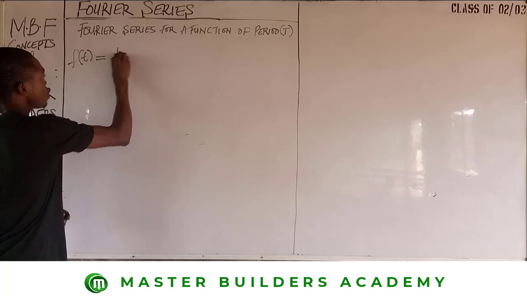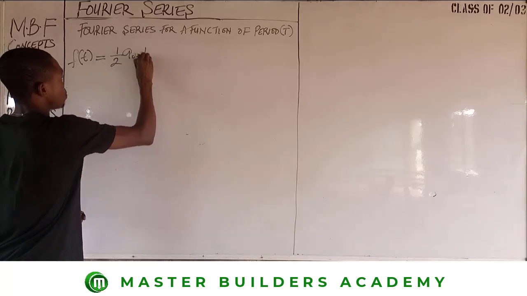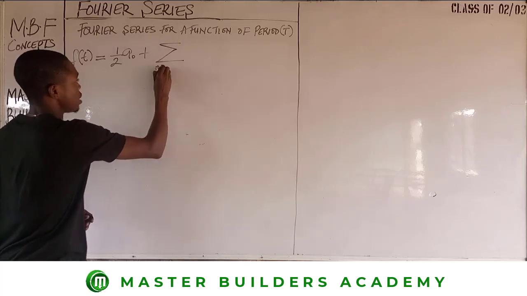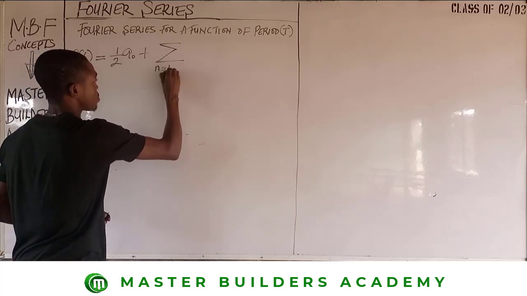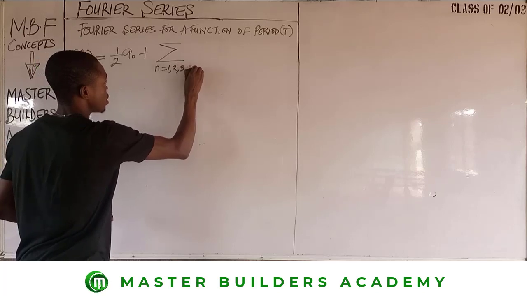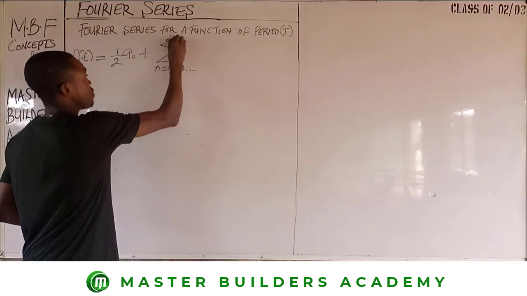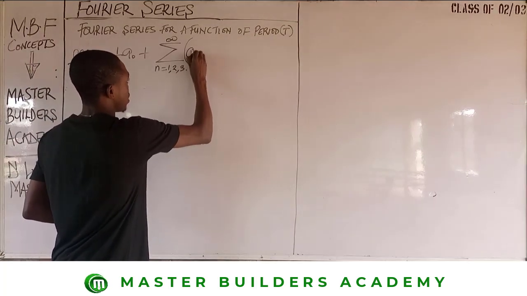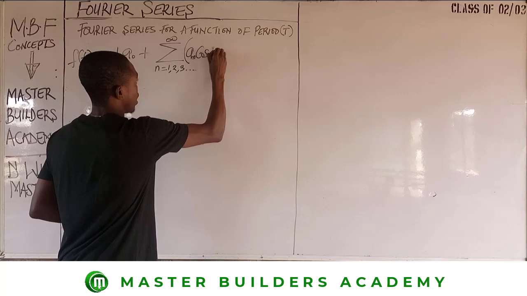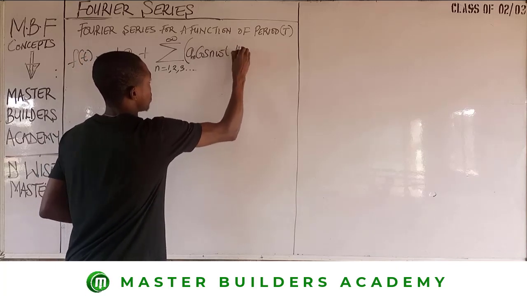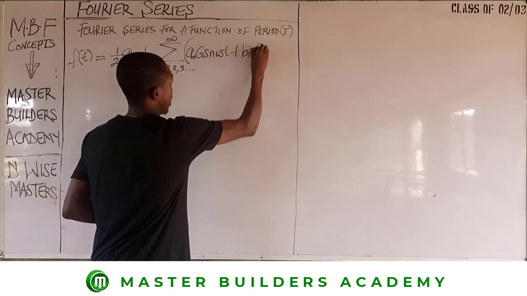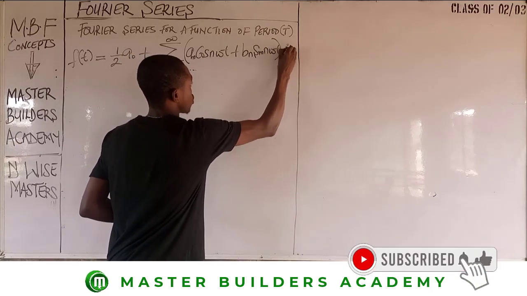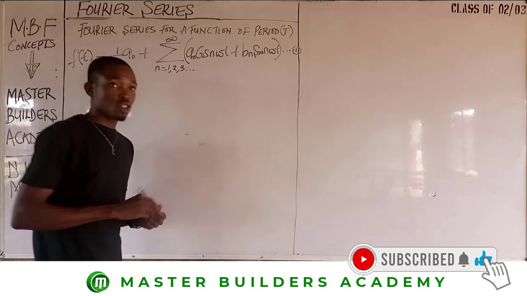is equal to 1 over 2 a naught plus sigma n equal to 1, 2, 3, up to infinity. So you have infinity here, and then we open a bracket, an cos n omega t plus bn sine n omega t. So this we will call equation 1.